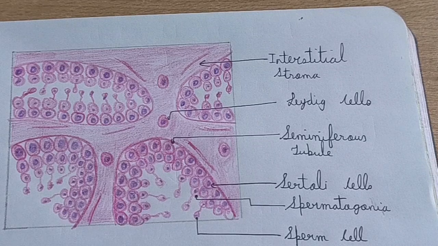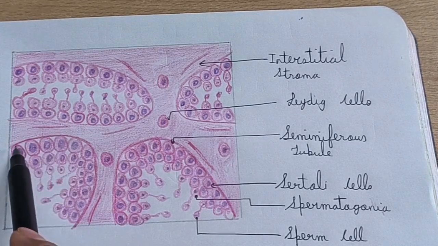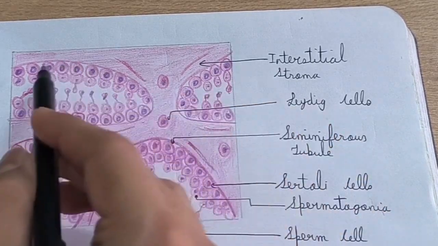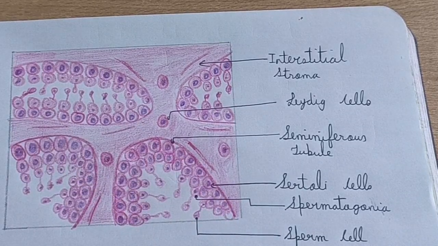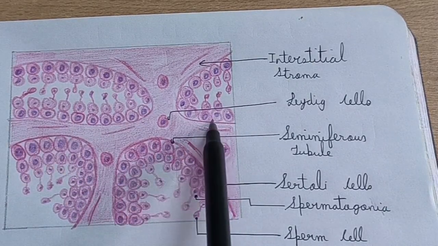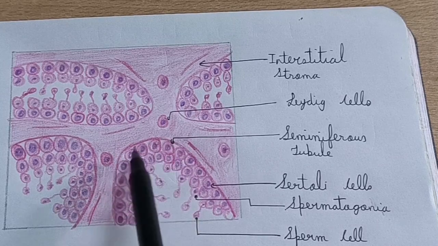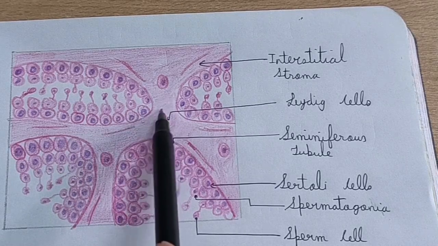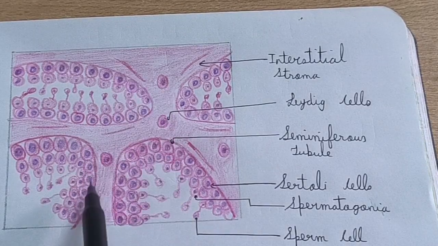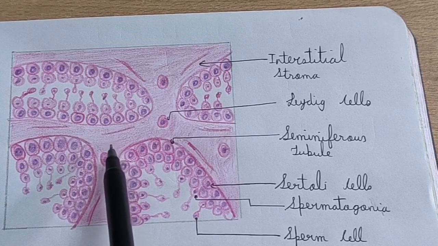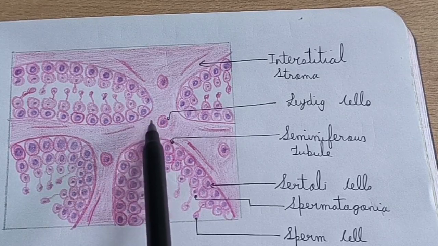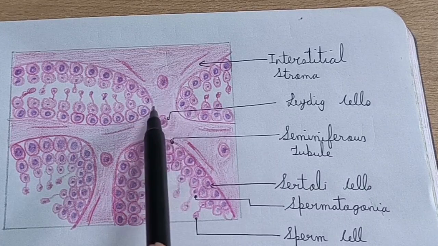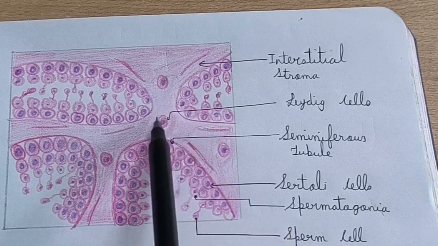First of all, see in this diagram that numerous tubules are present. These numerous tubules present in the testes are known as seminiferous tubules. Now see that between any two seminiferous tubules there is an interstitial region or space, and that region between any two seminiferous tubules is known as the interstitial stroma.